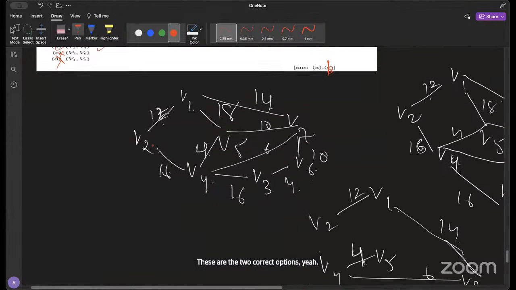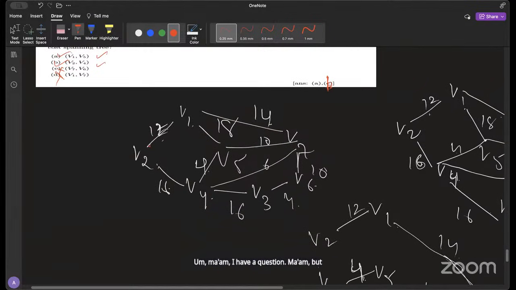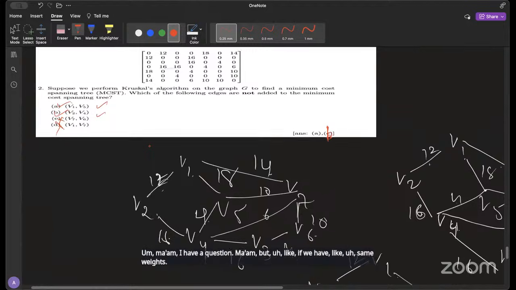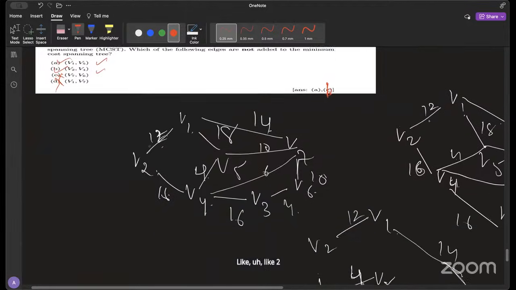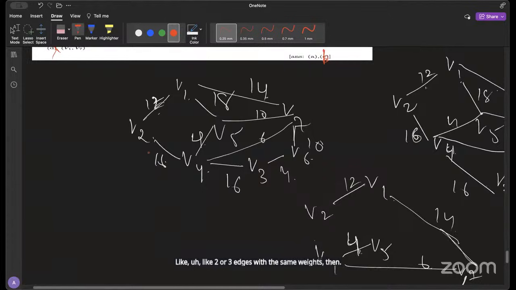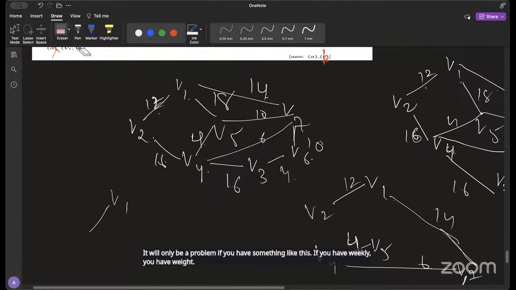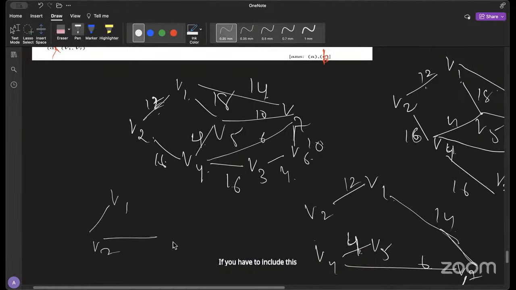Ma'am, but if we have the same weights, like 2 or 3 edges with the same weights, then there are chances of having different forms of Kruskal's tree, right? If you have something like this, if you have V3 and you have to include V2, V3, and let's say this is 1 and both of these are 2, then you can only choose one of these, right?